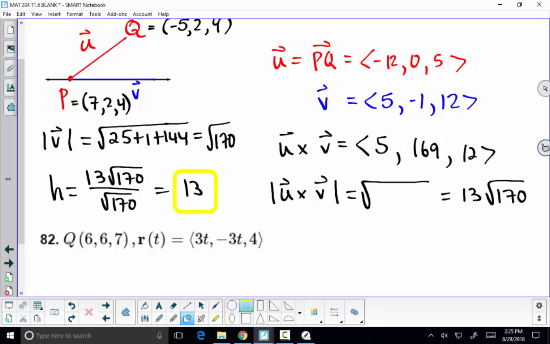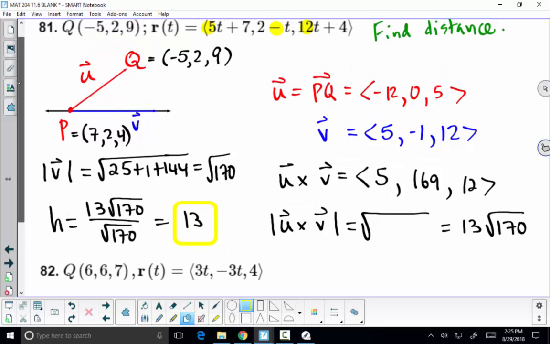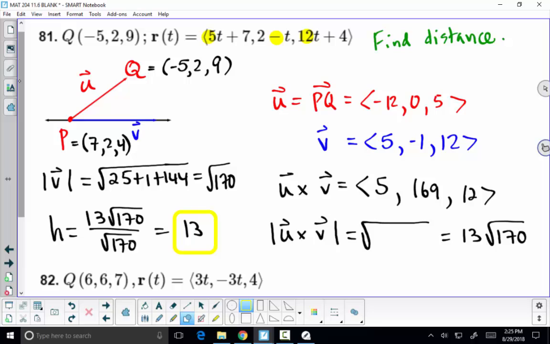If I switch the P and Q, I got the same answer, right? Yep. Because it doesn't matter whether you subtract this way or that way. Once you find the cross product, it's the same parallelogram when you find the area. It won't matter. Good point.